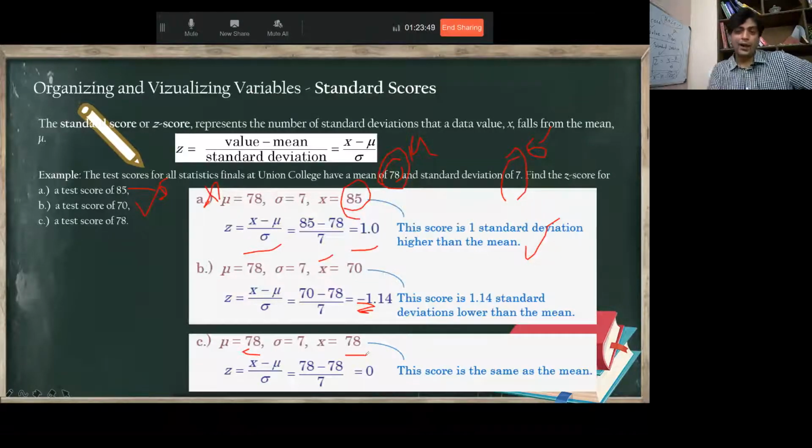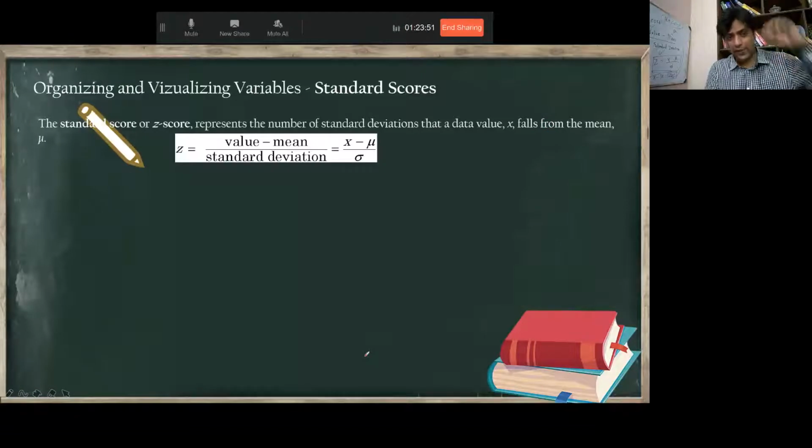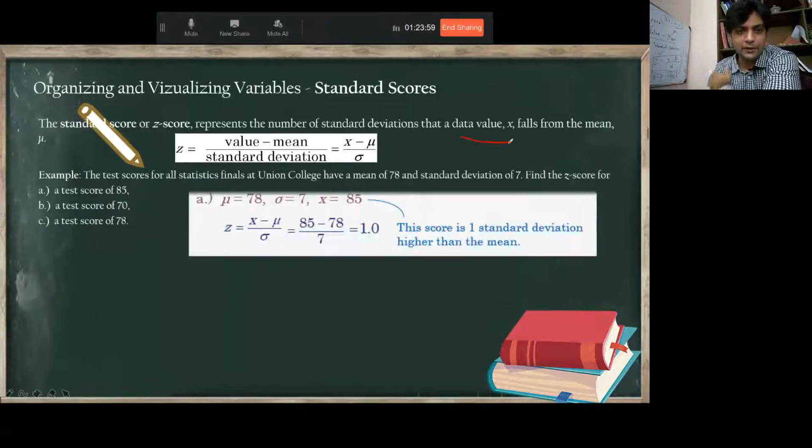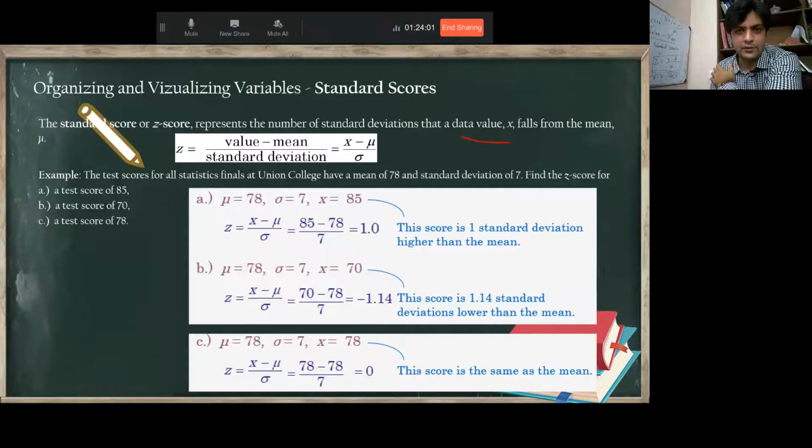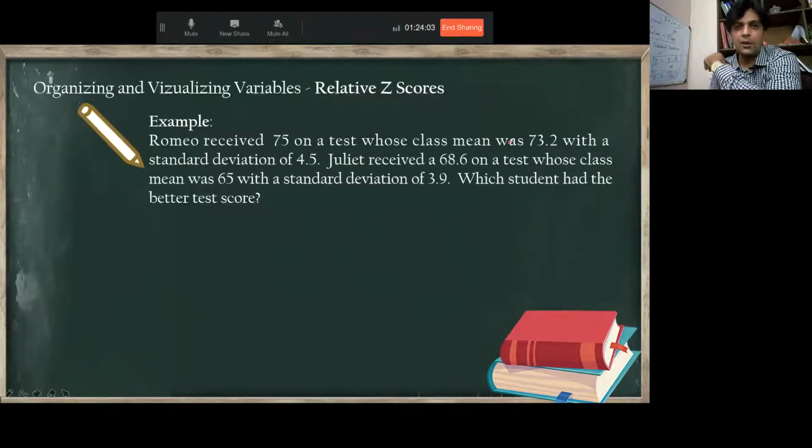The z-score represents the number of standard deviations that a data value x falls from the mean. I've already told you, so we have done this, right? Okay, it's repeated. Now let's take the example of Romeo and Juliet. I just made up this example.